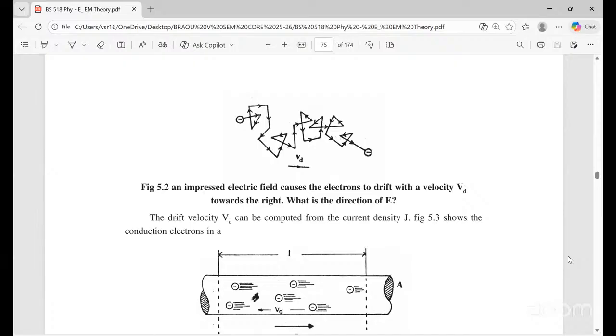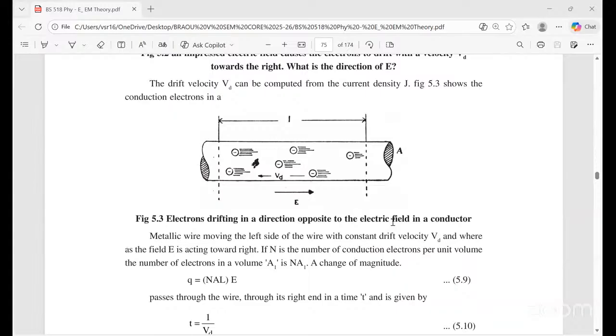So what is the direction of the field? If the drift velocity is in this direction, the electric field E should be in the opposite direction. That's what this diagram indicates.